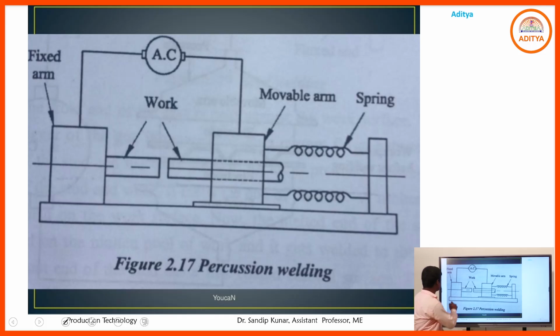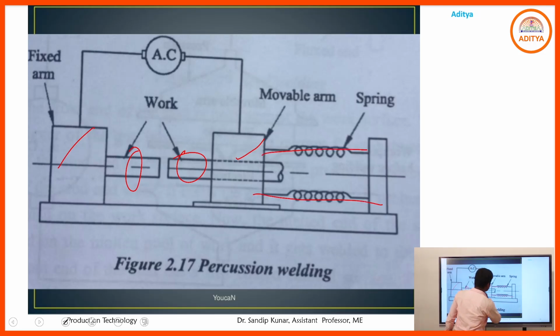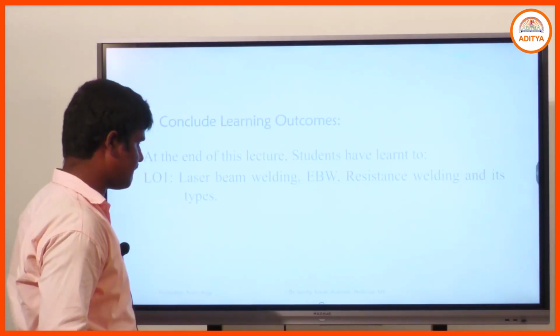Here we see the fixed arm and the movable arm, and both the workpieces. Some spring is added, and using that spring we apply the pressure on the workpieces. After applying the pressure using the spring arrangement, it comes back to the original position. After applying the pressure, some portion is melted and then it is joined.